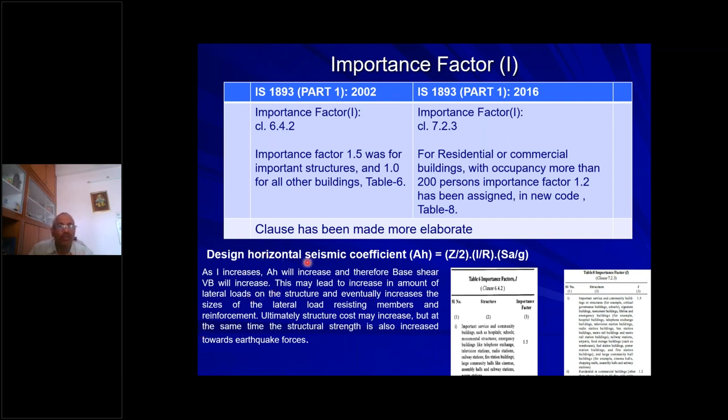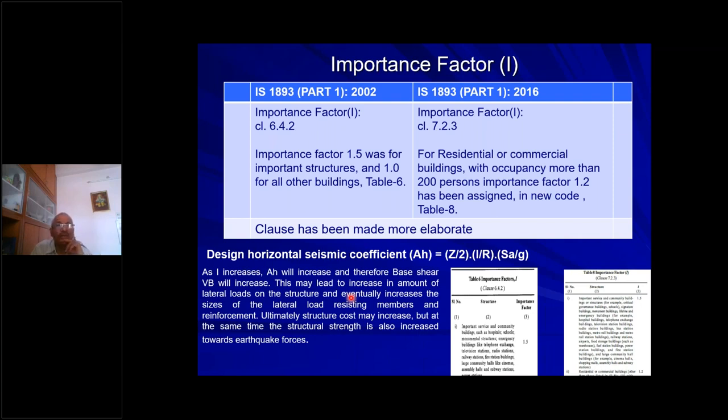You can see this horizontal seismic coefficient expression. I hope you know this particular Ah. That is Z by 2 multiplied with I by R multiplied with Sa by g. Z is the zoning factor, I is the importance factor, R is the response reduction factor, and Sa by g is the spectral acceleration coefficient. From this expression, one can see that as I increases, the horizontal seismic coefficient also increases. Whenever Ah increases, the base shear Vb will also increase. So this will lead to an increase in the lateral loads on the structure and eventually increases the size of the different elements of the structure. This is the effect of the importance factor.